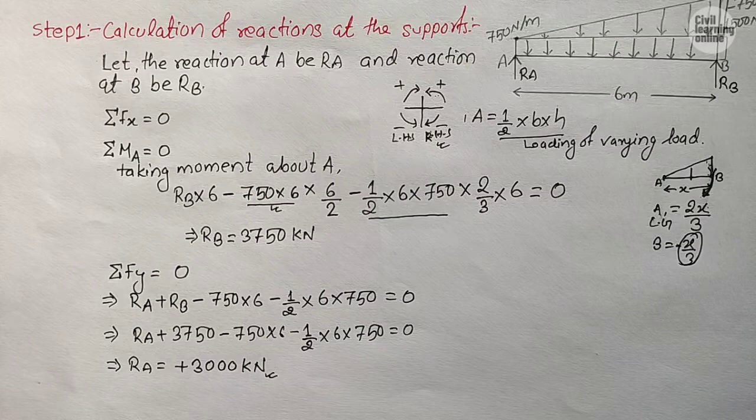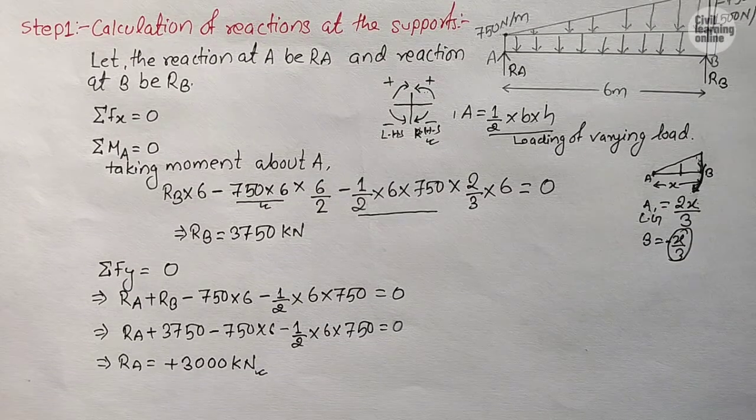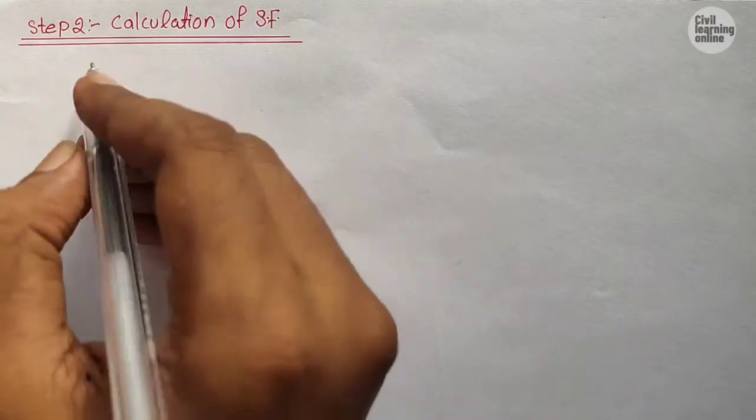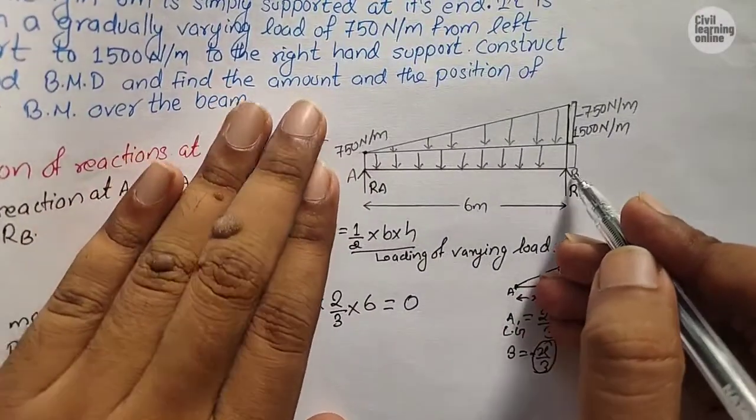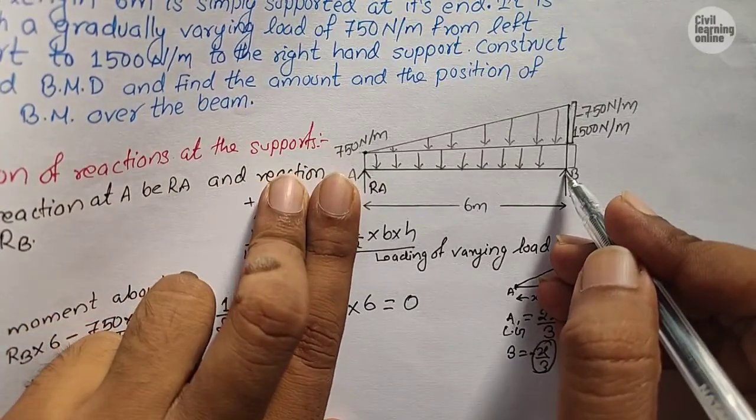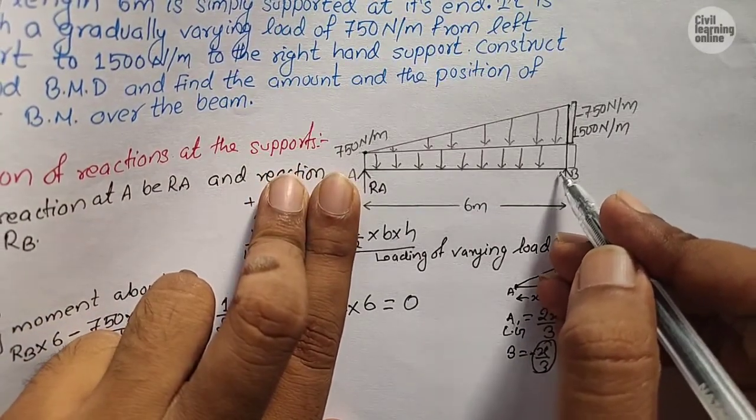Now we have calculated the reactions at the supports, and that was our step 1. Now let us move toward step 2, and in step 2 we will be calculating the shear force on the beam. So guys, watch this step very carefully, and here we will be calculating the shear force at different points. First of all, let us begin with the support B.